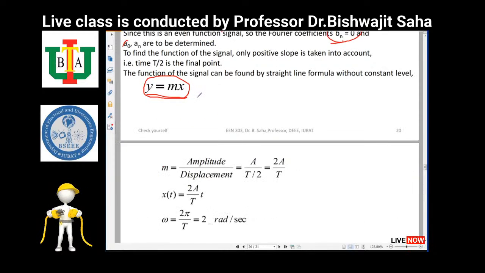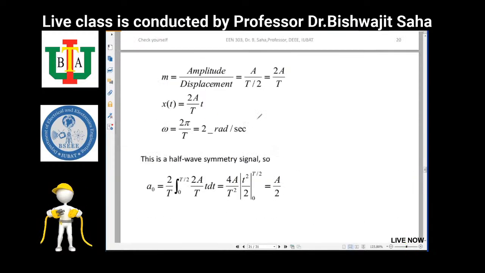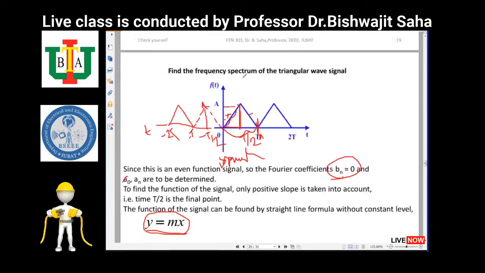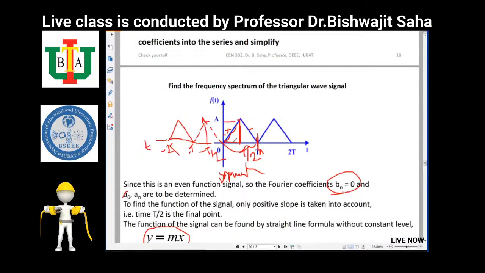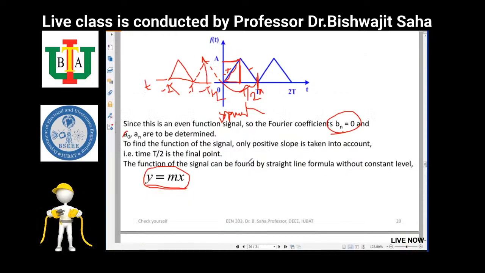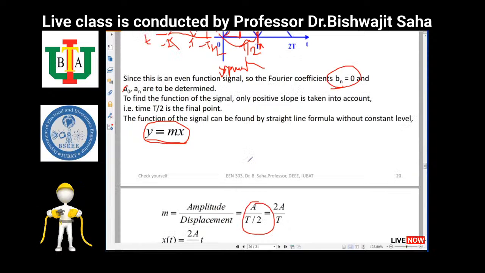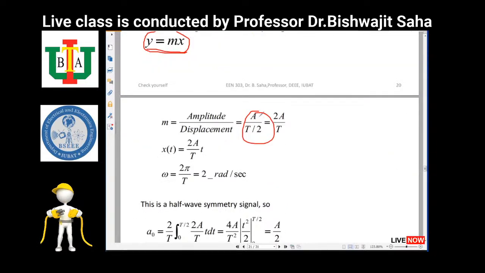The next step is that we have found m equals a by T by 2, because the maximum distance and maximum amplitude is A, and to reach the A point, it becomes T by 2. Yes, any question, please? No, sir. Okay, you can continue. All right, so A divided by T by 2 equals 2A by T.